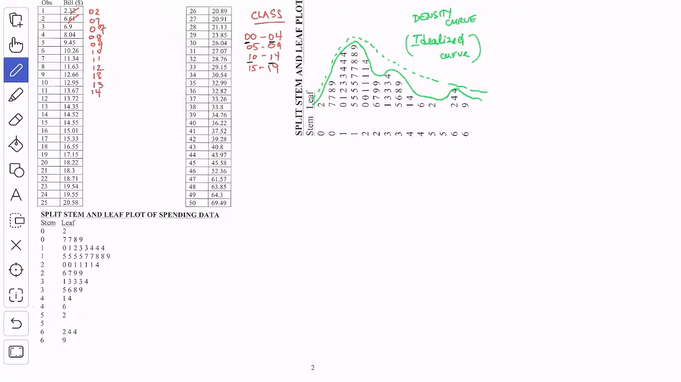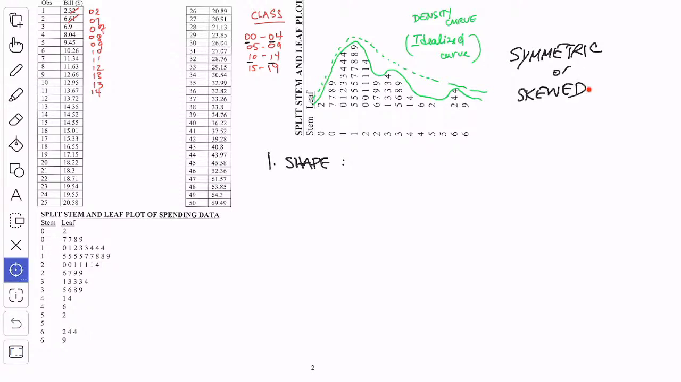The first feature is shape. What is a shape? I'm going to choose, like I mentioned, in either case, what's the shape? The options are, is it symmetric or is it skewed? Symmetric is a shape that is mirrored through the center.